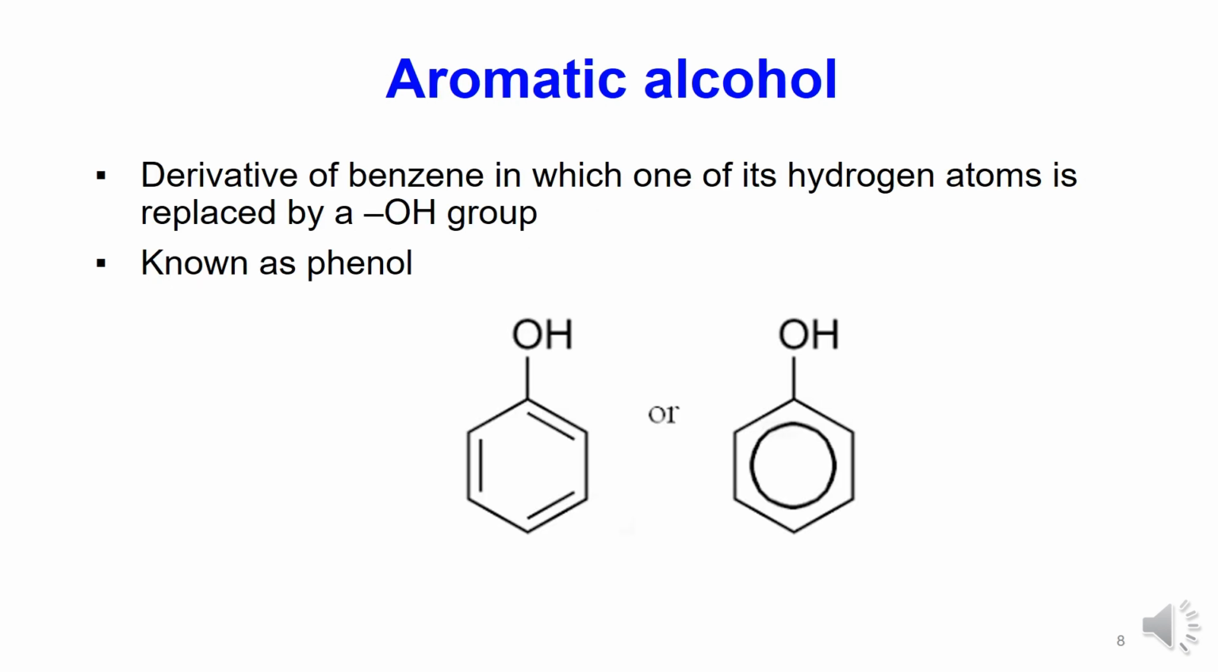Okay, for the aromatic alcohol, it is a derivative of the benzene. And this is the benzene below, this is benzene. You can draw the alternate double bonds, or you can draw it like this too. This is benzene, in which one of its hydrogen atoms is replaced by the OH group. So you should know that all of these actually have hydrogen here.